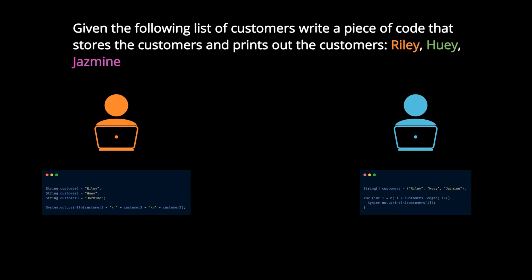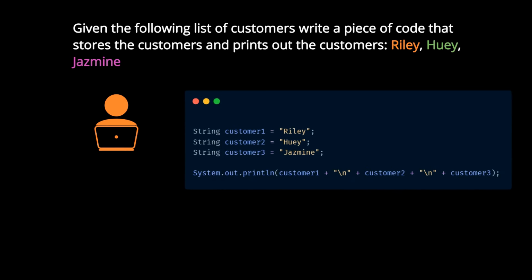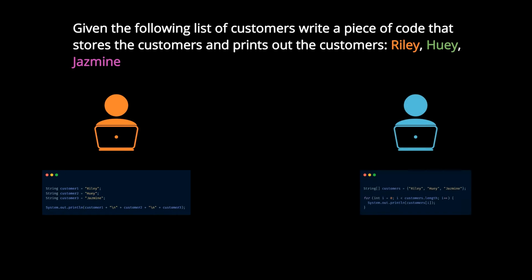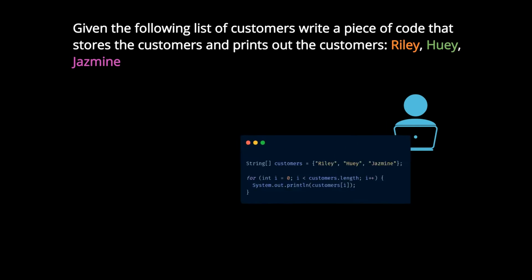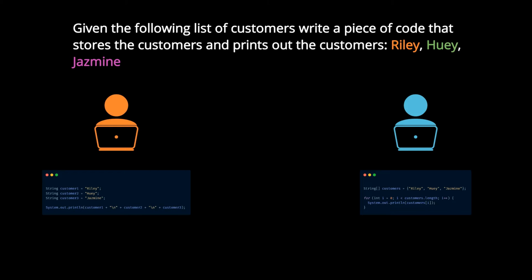With Orange's approach, he decides that he's going to store the customer names in separate string variables, and then he's going to create a print statement that will print the customer names. However, with Blue's approach, he decides that he's going to store the customer names in a string array, and then he's going to create a for loop that will print out each item of the array, which would ultimately print out each customer name.